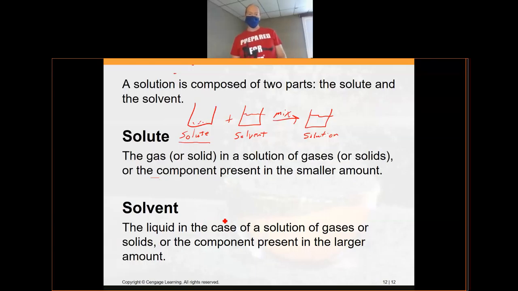Now, if you have two liquids, your solute is going to be the one that's in the smaller amount. So if you have two liquids, or two gases, or three gases, or three liquids, your solute is going to be the ones in the smaller amount. The solvent is going to be the ones in the larger amount. That's how you will tell the difference between your solute and your solvent. When you have more than two, the larger one is the solvent. The remaining are the solutes. You have one solvent. You can have more than one solute.